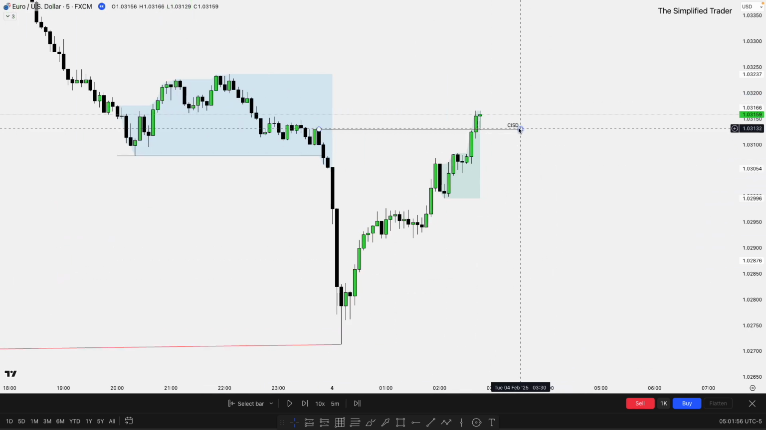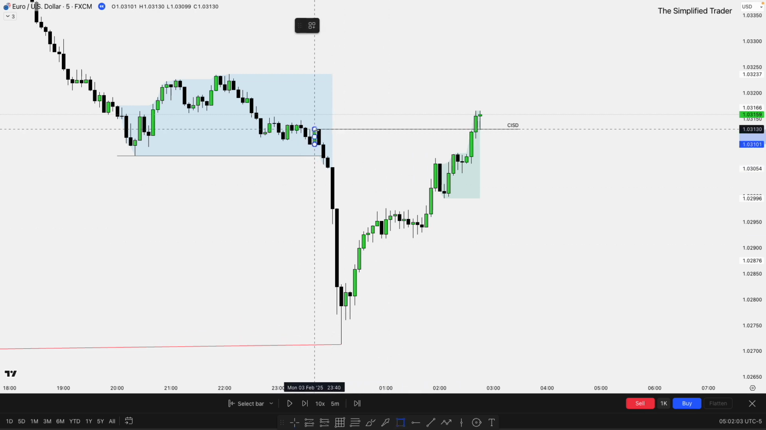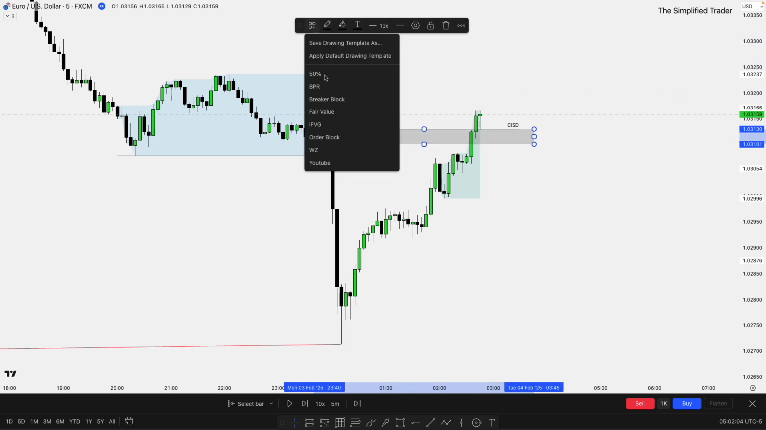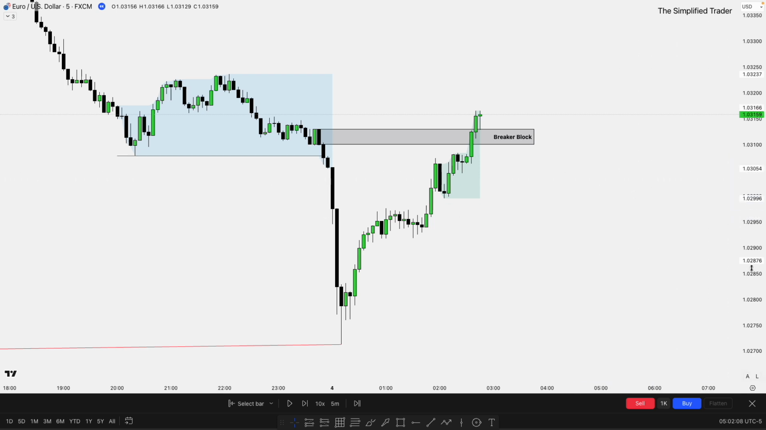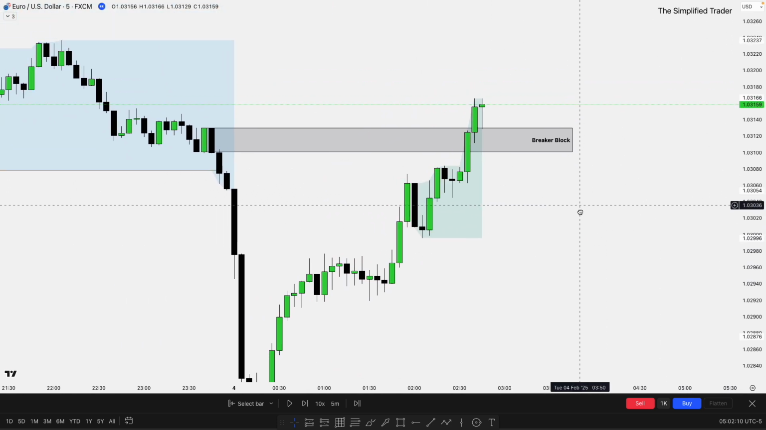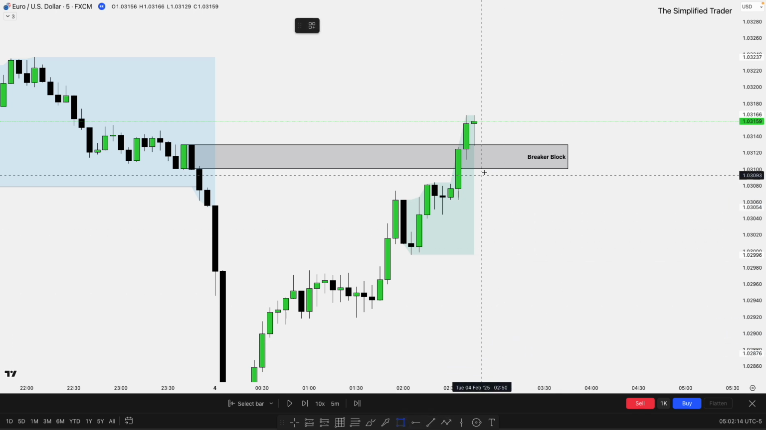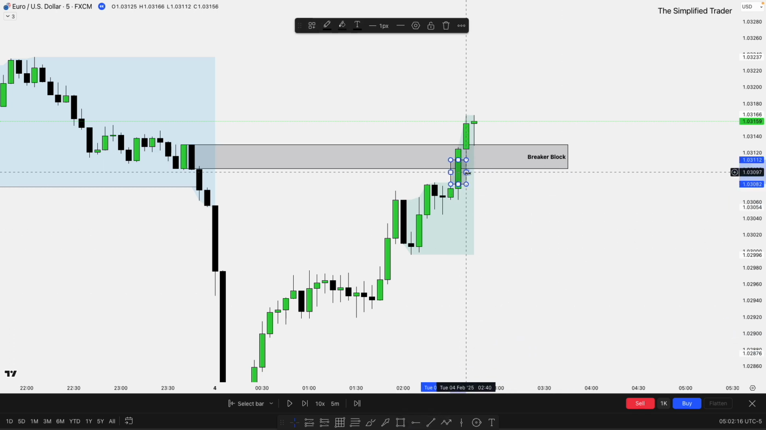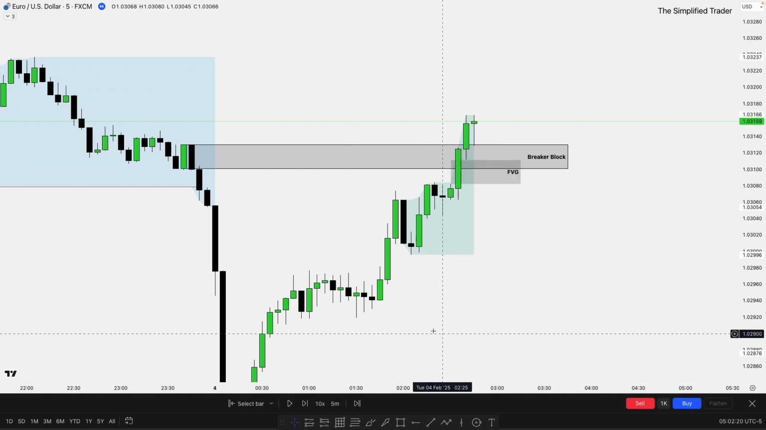Now I want you to mark out your breaker block. If we look here, we see we have one bullish candle. This candle becomes our breaker block. Now we have our breaker block. Do we have a fair value gap that overlaps with the breaker block? We do. If you look here, there is a fair value gap that we can use as an entry reason.